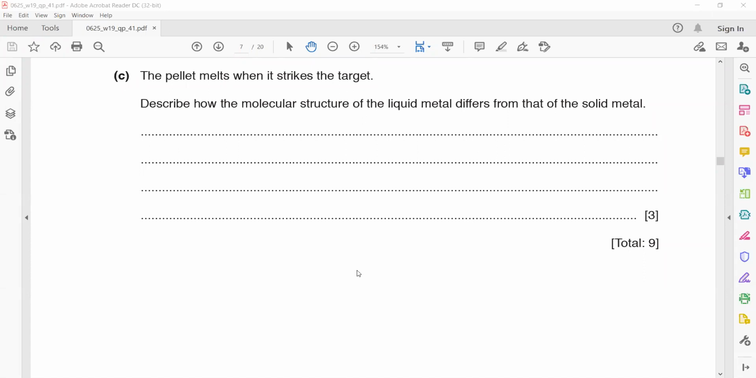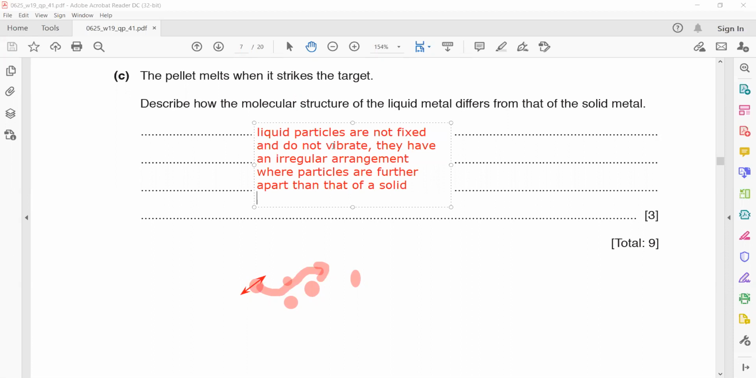Even in liquid, vibration is there, but not vibration about a fixed position. For example, if I have a liquid like water, molecules are there. These water molecules are vibrating and they are moving around each other. So vibration is there between the particles. Particles do not have a fixed position, they do not vibrate about a fixed position. So solid, they have a regular arrangement, strong forces there.